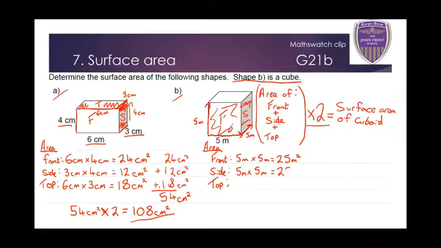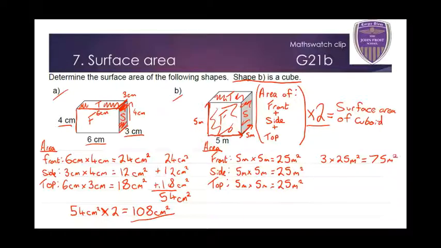Which is also 25 meters squared. And then the top now, that will also be 5 meters times 5 meters, okay, which is 25 meters squared. Now we need to add all of these three up. Now we could either do 25 plus 25 plus 25, or we could just do 3 times 25 meters squared, okay, and that will give you an answer of 75 meters squared, okay?